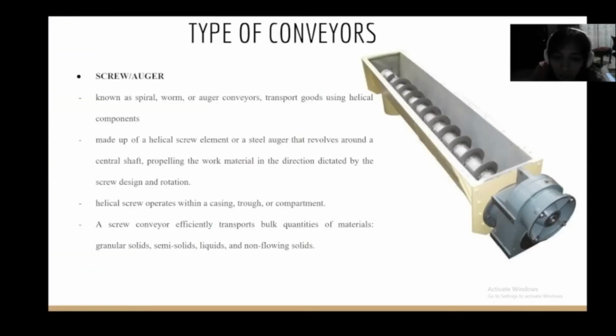Types of conveyors. Screw, also known as spiral, worm, or auger conveyors transport goods using helical components. They are made up of helical screw elements or a steel auger that revolves around the central shaft, propelling the work material in a direction dictated by the screw design and rotation. To fully use the rotating force, the helical screw operates within a casing, trough, or compartment. A helical conveyor efficiently transports bulk quantities of materials such as granular solids, semi-solids, liquids, and non-flowing solids.